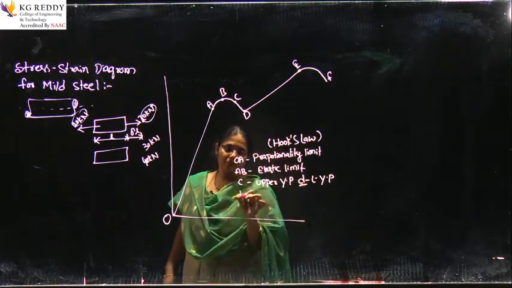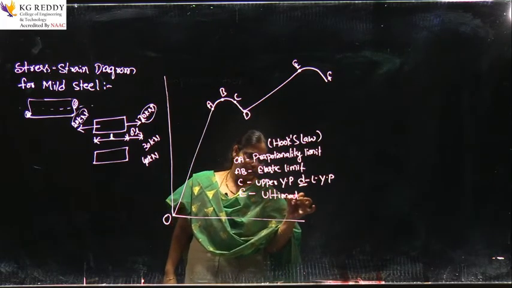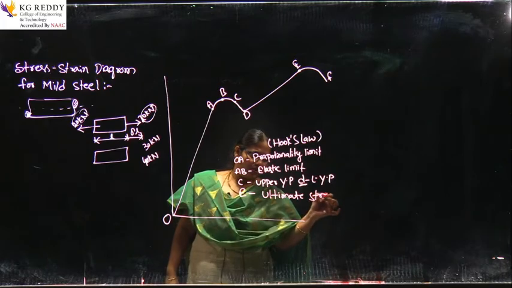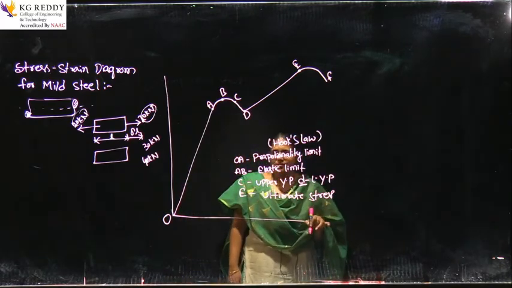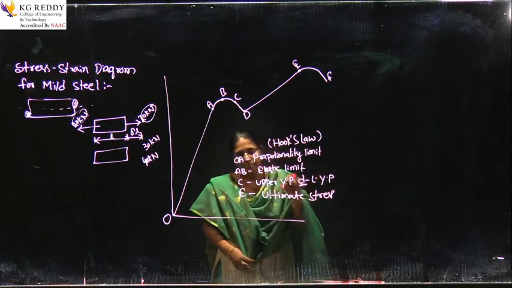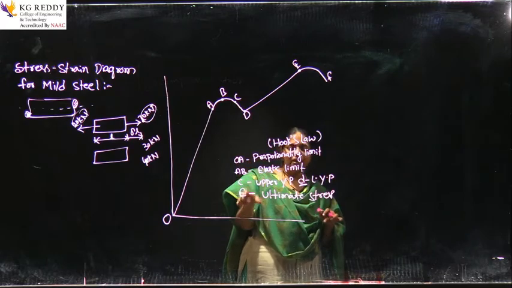So, at point E we call it the ultimate stress. What is meant by ultimate stress? Ultimate stress is nothing but what is also called the design stress, where we can apply the maximum load up to on the particular material.